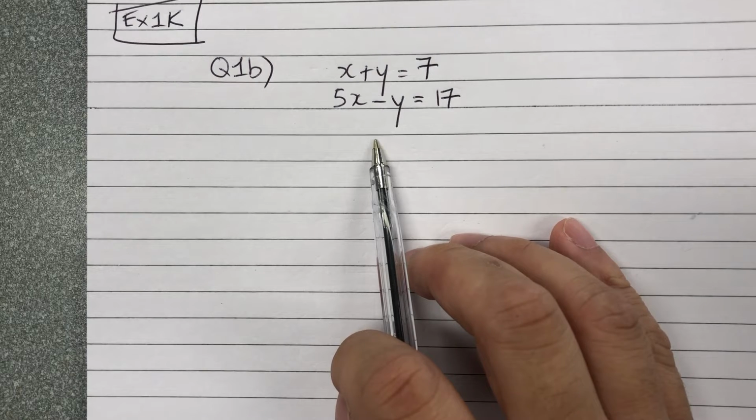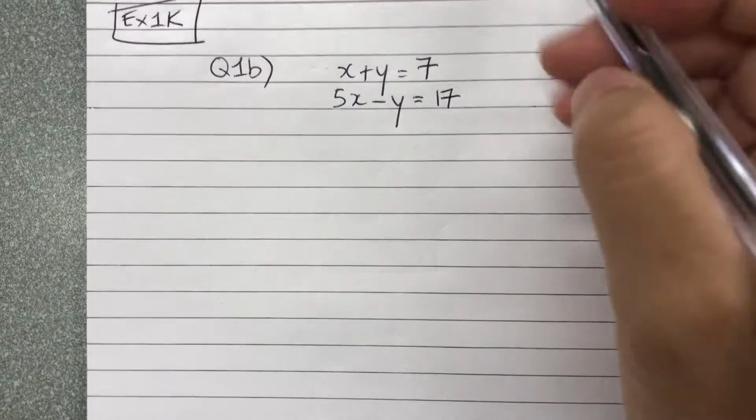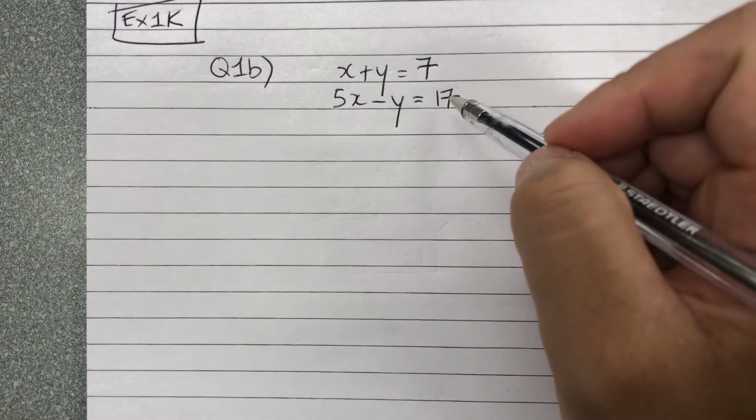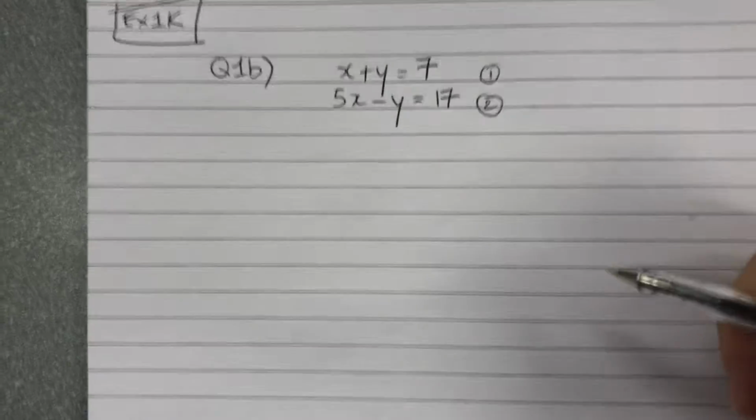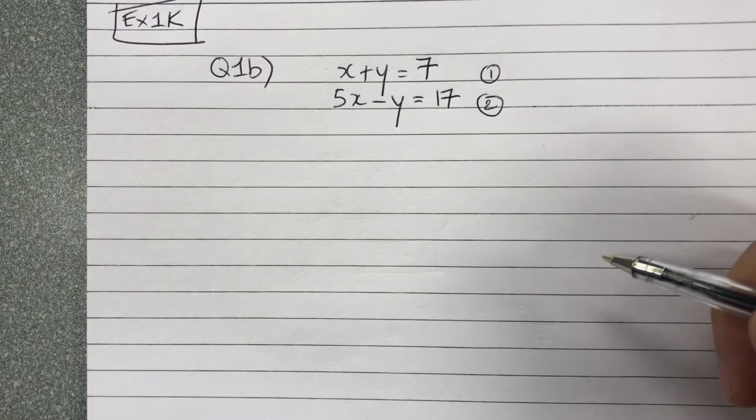How do you do the elimination method? The elimination method works by adding or subtracting the two equations to each other. And by doing that, eliminating one of the variables. That's the idea. Okay?